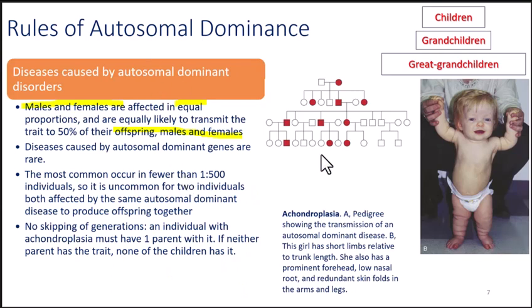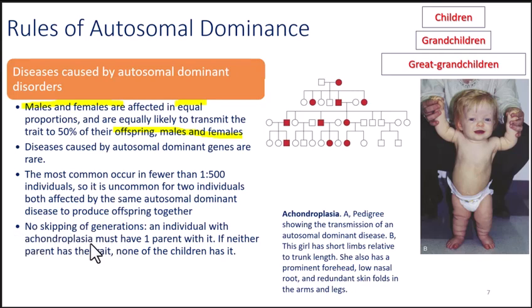Overall, these types of diseases are considered to be rare. It's very unlikely that if you have an autosomal dominant disease, that you're going to mate with somebody that also has that autosomal dominant disease. The most common occur in fewer than 1 in 500 individuals, and there is no skipping of generations.